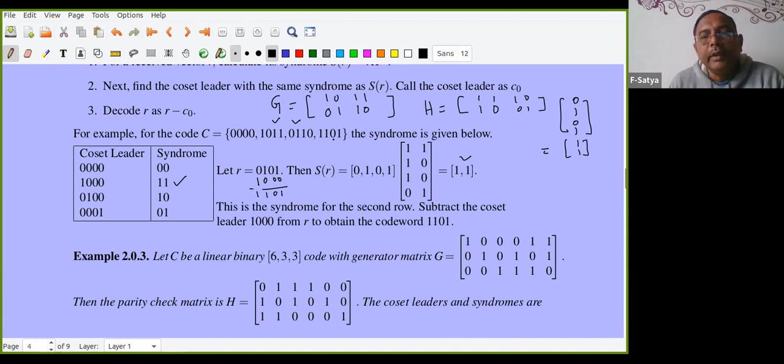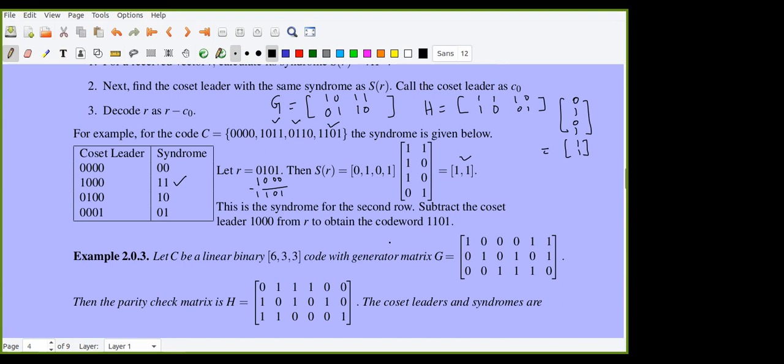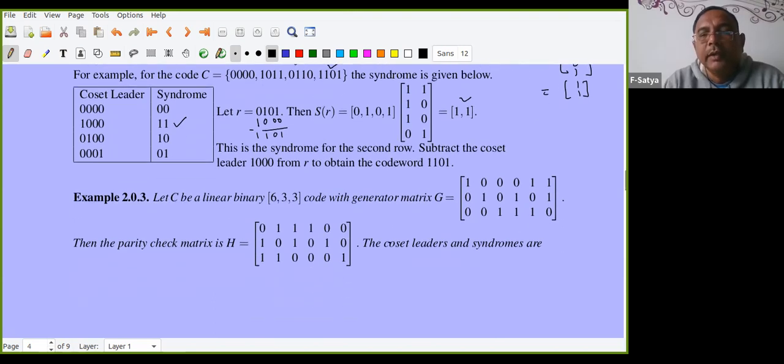Is it correct? Yes. So that way I corrected this received word. This is not a code word, but I decoded it to this code word. Are there any questions? No questions, everything fine? Good. One more example if you are not clear.